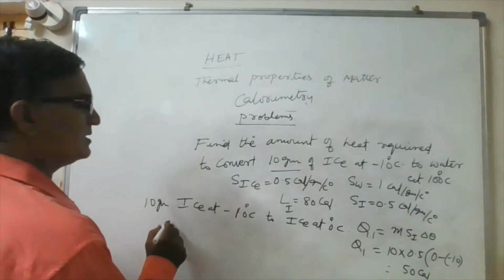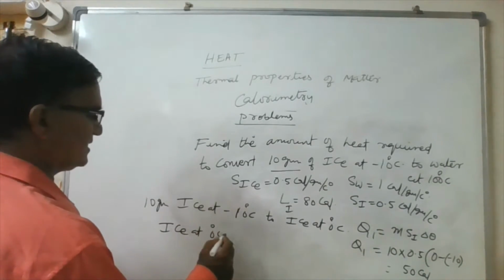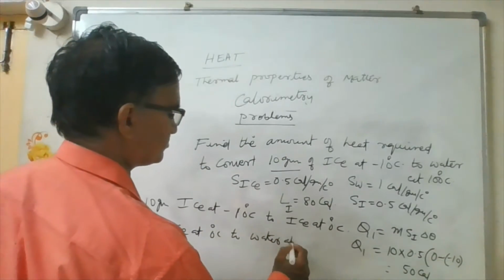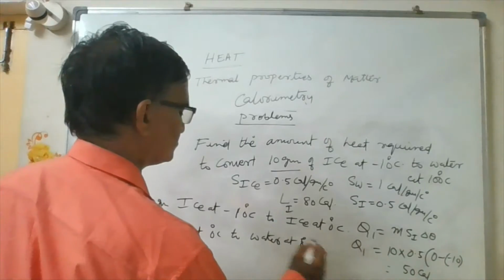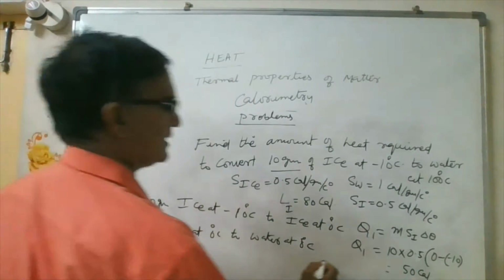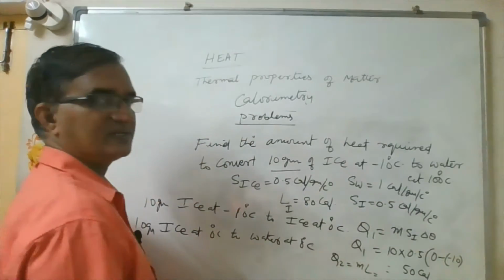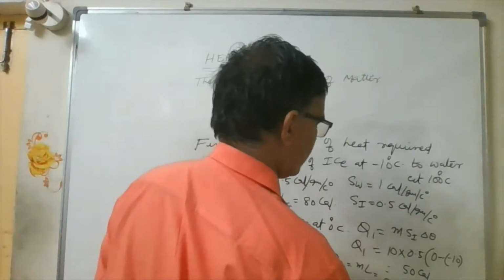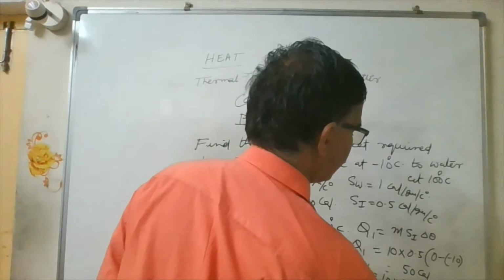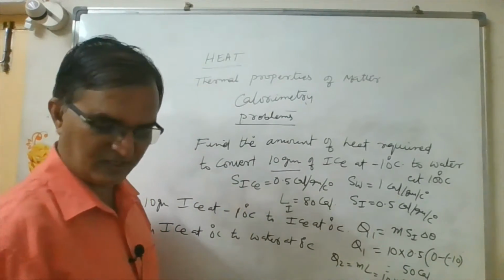Second one, ice at 0 degrees centigrade to water at 0. Now here this 10 grams of ice, that is Q2 is equal to mL. mL is here, the mass is 10 into 80, 800 calories.